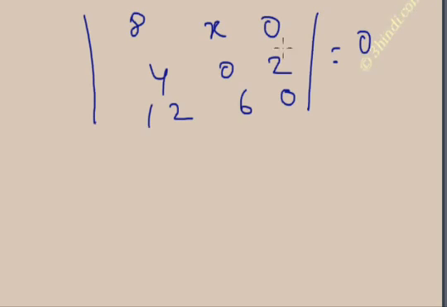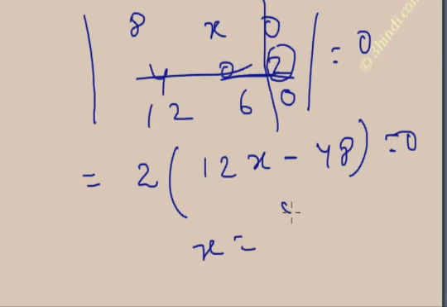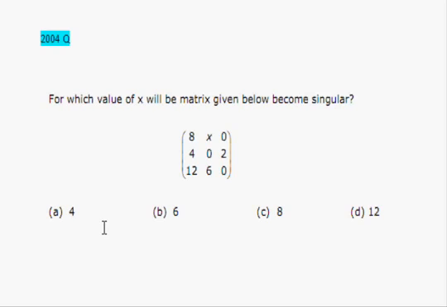So in this column I am expanding across this 2. So it is equal to 2 into, remove this column and remove this row and remove this column. What remains here is 2 into opposite of this, 12x minus 8 into 6, 48, is equal to 0. This means x is equal to 48 by 12, which is equal to 4. So x is 4. So A is the correct answer.